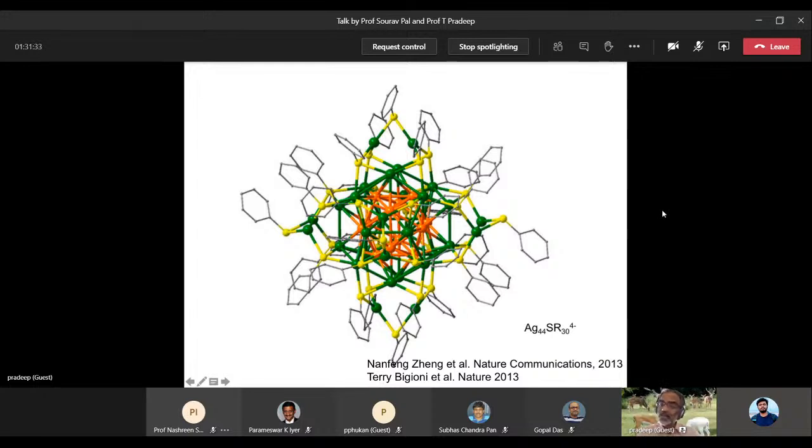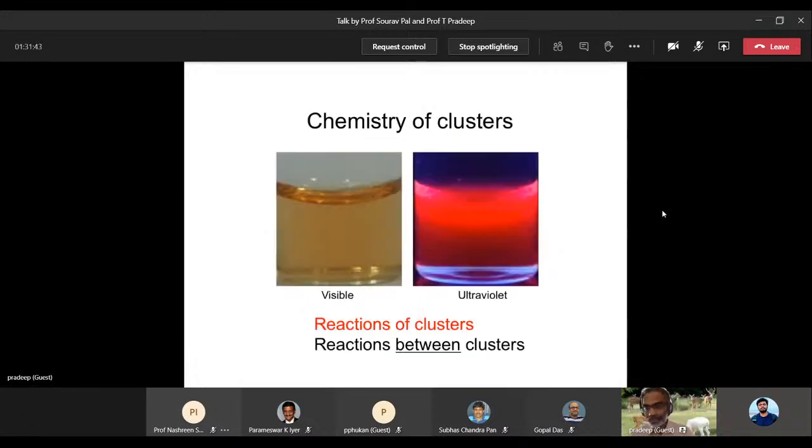Now, I told you about two ligands. These are certain different types of ligands, and the earlier one was phenyl ethane thiol, but then there are a large number of other ligands that people have used. I'll show you certain examples of very interesting new science that we are doing.